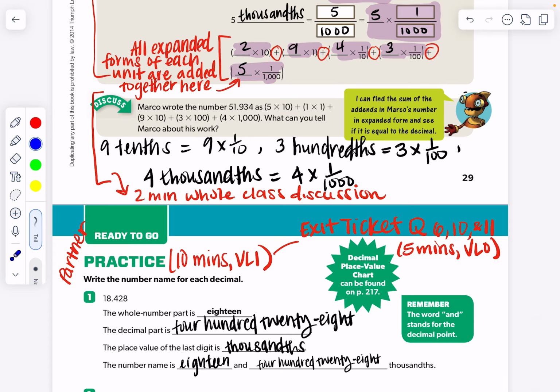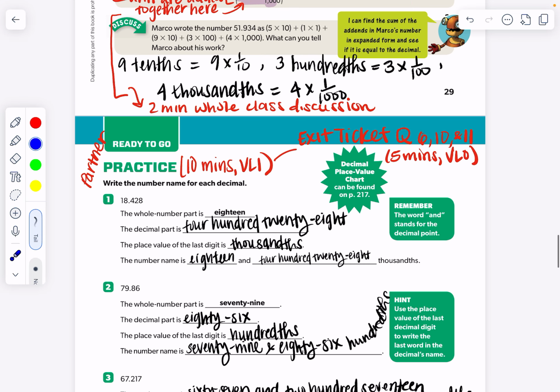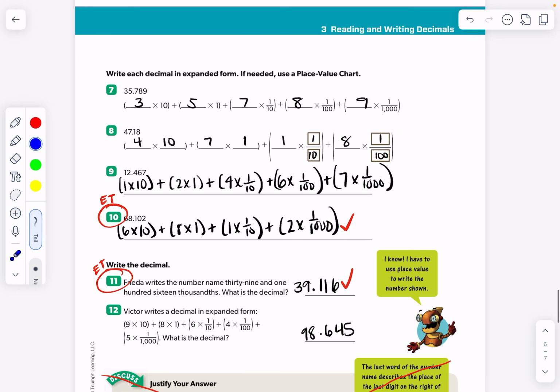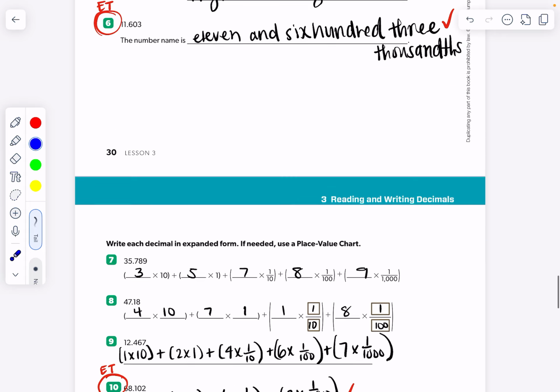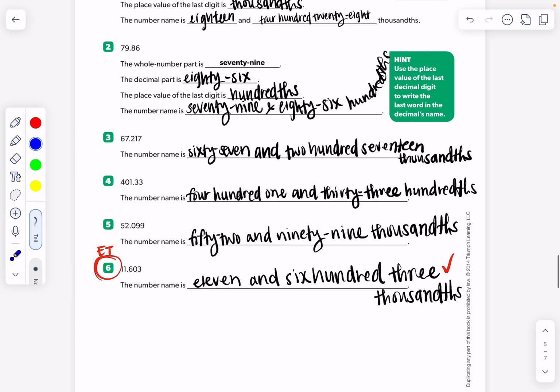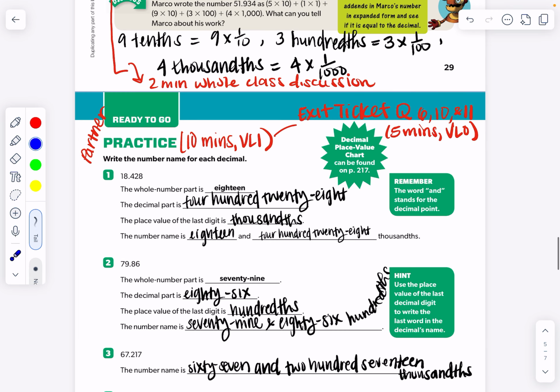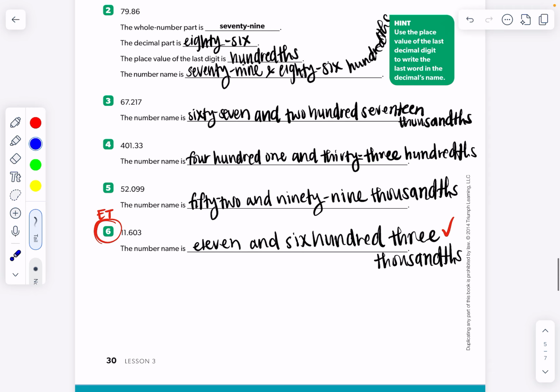And then you'll have a whole class discussion to identify some error analysis that Marco did, paying specific attention to his place value error. Then we'll give students about 10 minutes out of volume level 1 to work on questions 1, 2, 3, 4, 5, 7, 8, 9, and 12, right? Tell students to skip questions 6, 10, and 11 because that's what we are going to look at for our exit ticket for today.